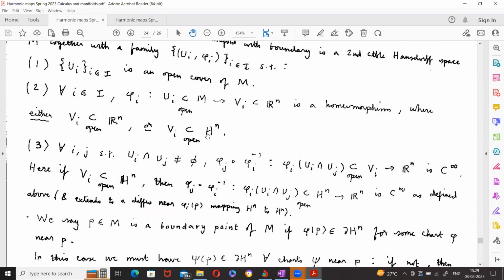So if vi is an open subset of Hn, then this phi j composed phi I inverse is defined on an open subset of Hn, right? And this is smooth as defined above.